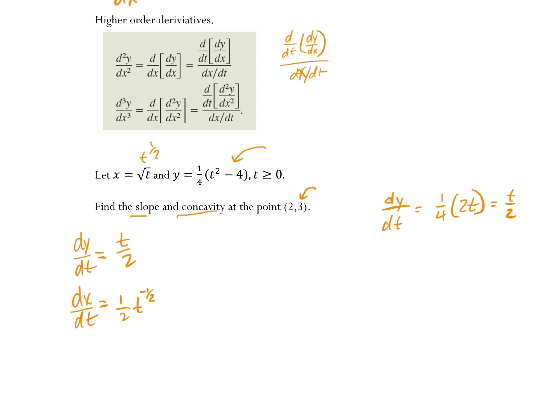To find dy/dx, my bad, we're going to take t over 2 divided by 1/2 t to the negative 1/2. Both of these are over 2, so those will cancel. Then I have a t on top and a t to the negative 1/2 on the bottom. With a little bit of work, we can get that dy/dx equals t to the 3/2.